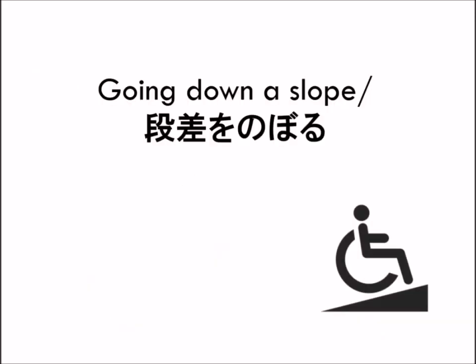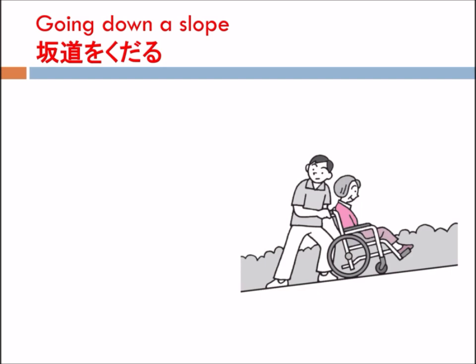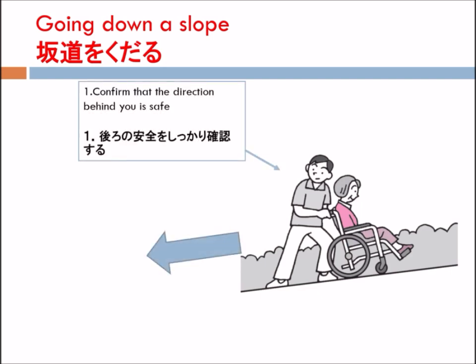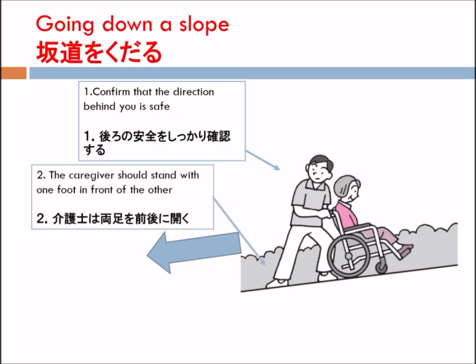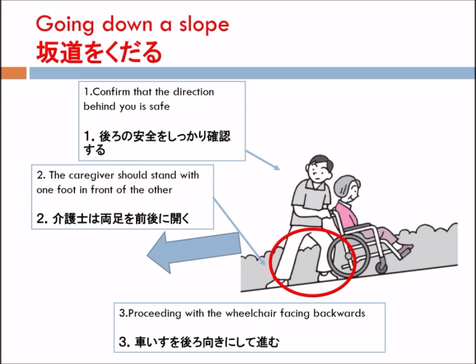Going down a slope. First, confirm that the direction behind you is safe. Second, the caregiver should stand with one foot in front of the other. Third, proceed with the wheelchair facing backwards.